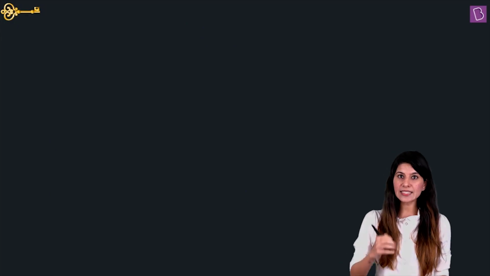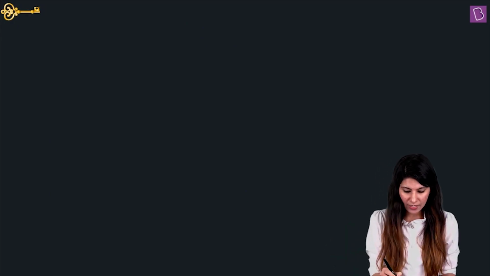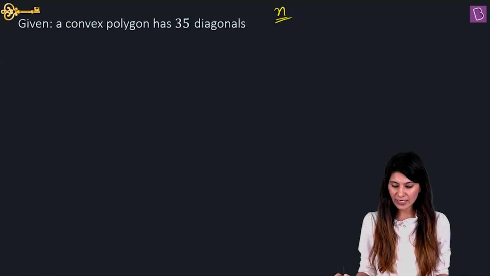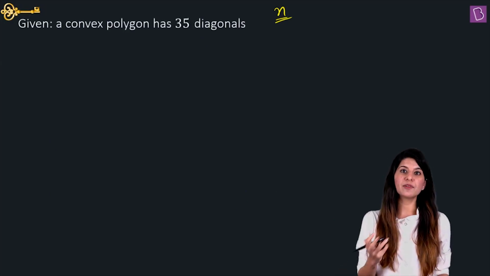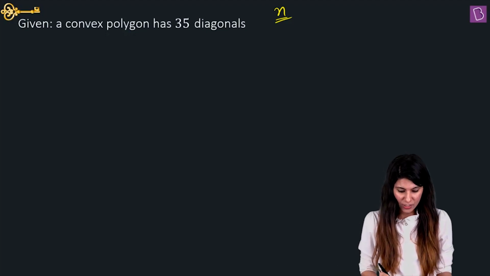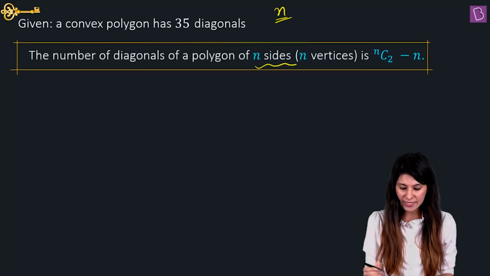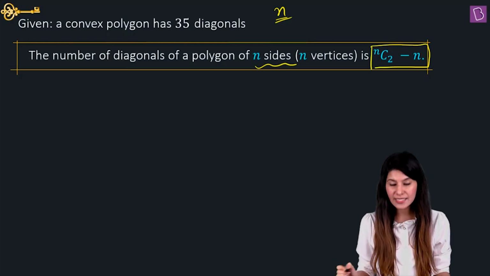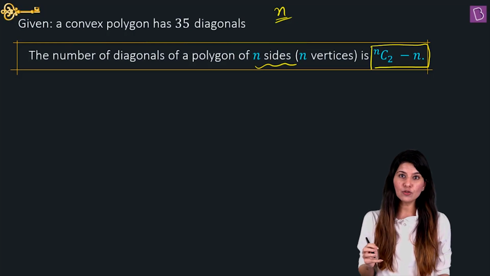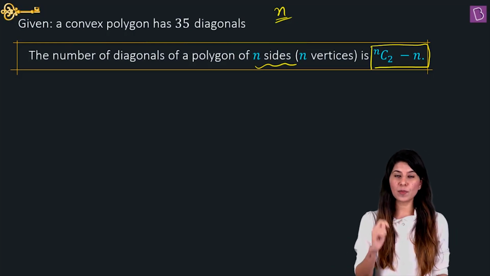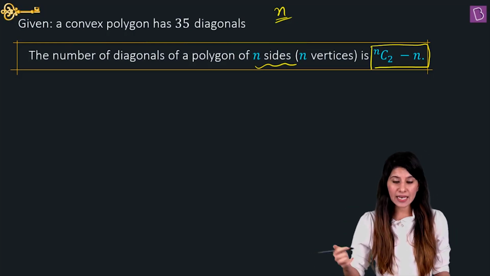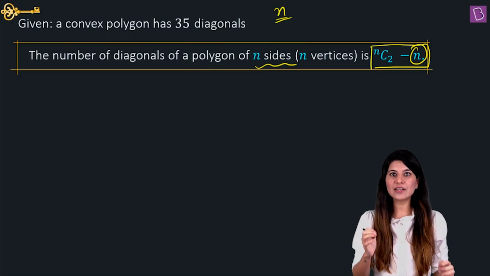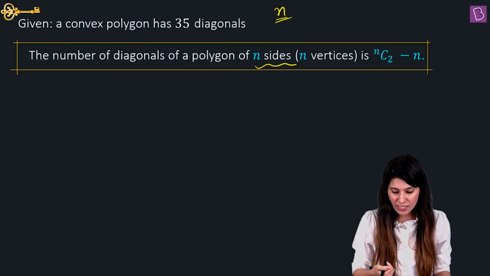So suppose n sides or n vertices are there, right? An n-sided polygon is there and this polygon has 35 diagonals, right? So what do we know about the number of diagonals of any polygon? Any polygon having n sides, or n vertices, has a total number of diagonals equal to nC2 minus n. Here nC2 is the number of lines formed by those endpoints, minus n, because we don't want to count the sides. We are just interested in the number of diagonals. So this is very, very important.